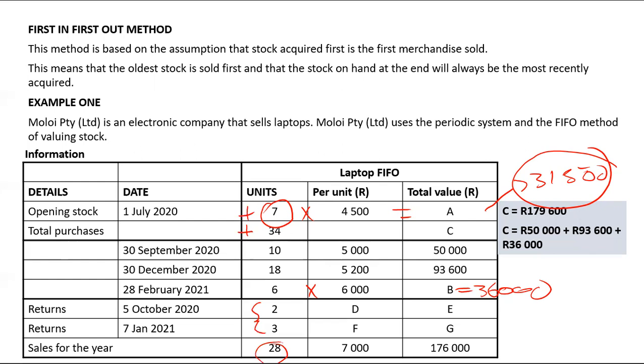We'll get to this later on, because we need to figure out how many units we have available from units that were purchased on the 28th of February. Because remember, the latest units to be purchased will be part of your closing stock. The latest units purchased here will be the units purchased on the 28th of February. Second latest will be the ones purchased on the 30th of December 2020. The earliest will be the opening stock, and the second earliest will be 30 September 2020. We'll get to that shortly.